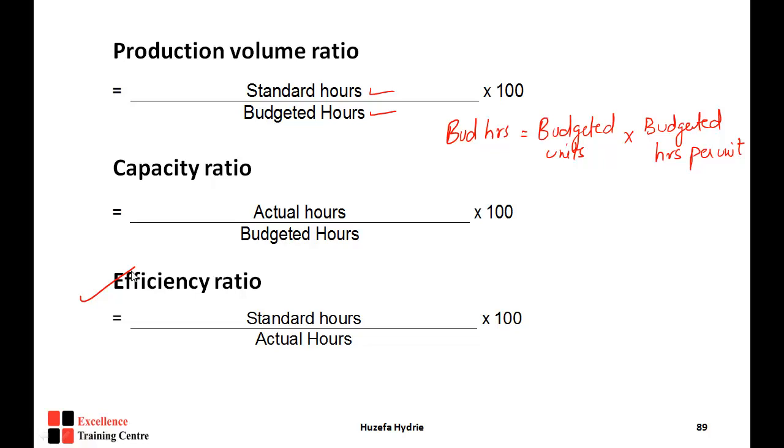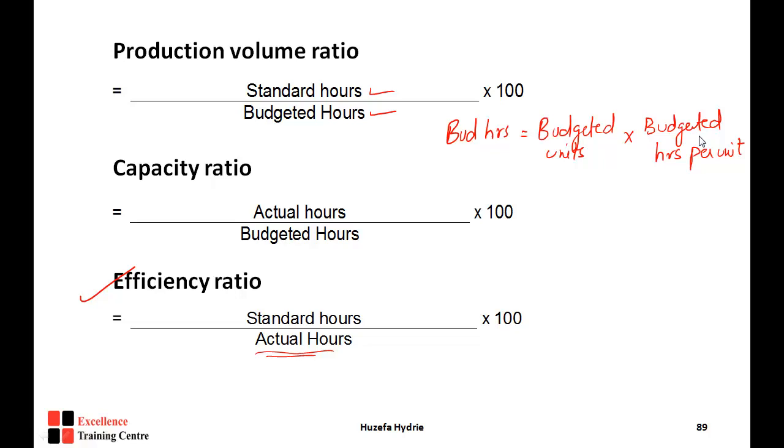Now, when I will be measuring efficiency over here, these actual hours are for how many units? 1,100 units. If I compare them with the budgeted, that is for how many units? 1,000. So am I making a relevant comparison? No. Because obviously, if you compare number of hours of 1,000 units with the number of hours of 1,100 units, definitely 1,100 will be more because of the increase in number of units.